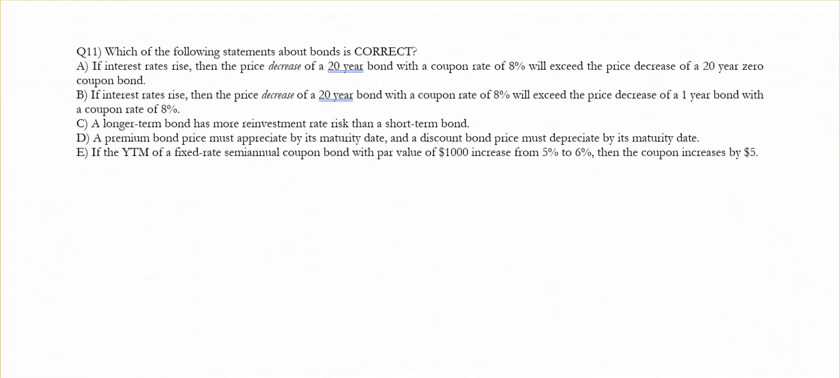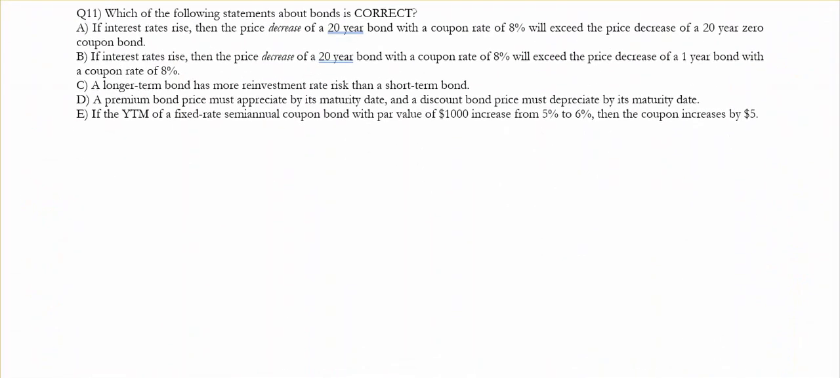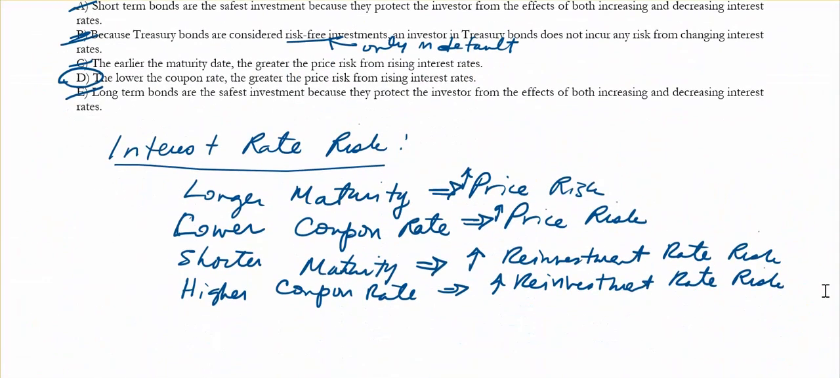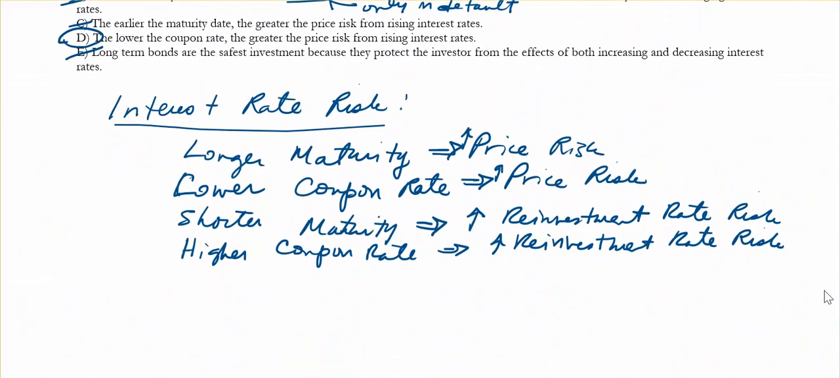All right, let's go on to number 11. Okay, 11 is another conceptual problem. And we'll bring up the things that I've been talking about in a lot of the problems leading up to this point. Again, due process of elimination. If interest rates rise, then a price decrease of a 20-year bond with a coupon rate of 8% will exceed the price decrease of a 20-year zero coupon bond. So the one thing that's different between these two bonds is the coupon rate. Now recall what I wrote out in question 9. I wrote that a lower coupon rate means more price risk.